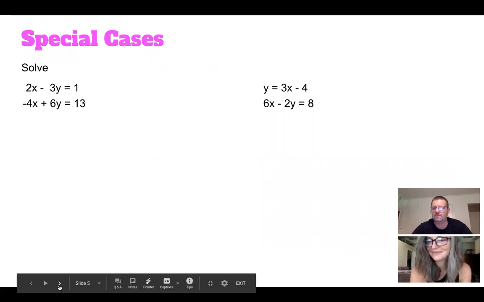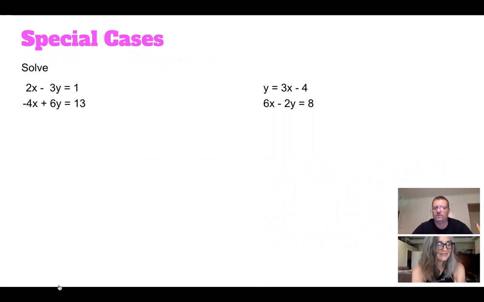All right. There's a couple special cases. You want to do the one on the right and I'll do the one on the left? Sure. And you guys might want to pause it now and try this on your own. Try to solve these on your own. I'm going to do the one on the left with elimination, and I'm guessing Miss Young will do the one on the right with substitution. Yep. So, all right.